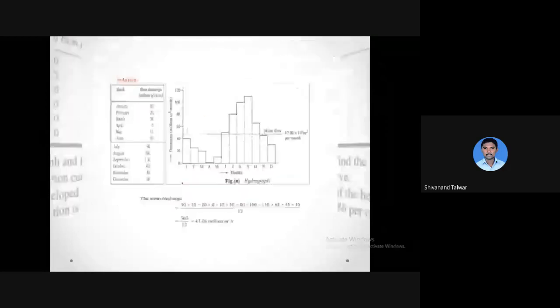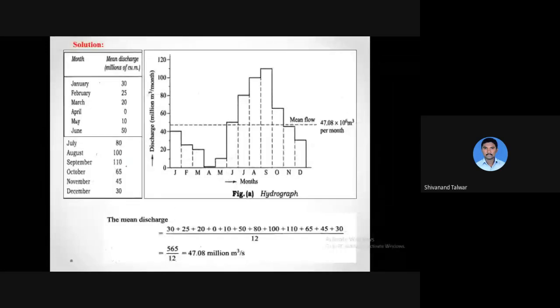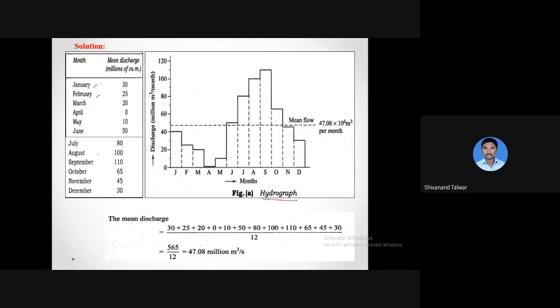Based on this, first I have to find the hydrograph. I will take the data from January, then February, March. I have to plot the graph between months and discharge. So the x axis is months, and on the y axis I have discharge, in terms of million cubic meter.